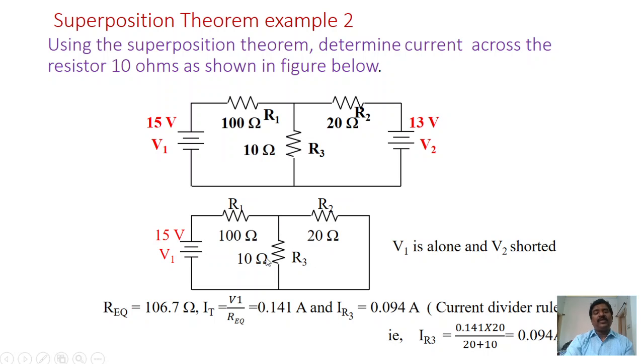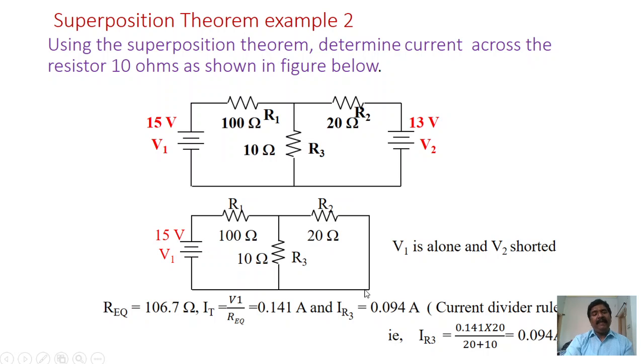So I can use one method, called the current divider rule. The current divider rule says that for any circuit, if you want to calculate the branch current through a particular element, we can find it for a particular branch resistance. So I1 is equal to the total current into the resistance of the other branch divided by the sum of the resistances. That is the current divider rule.